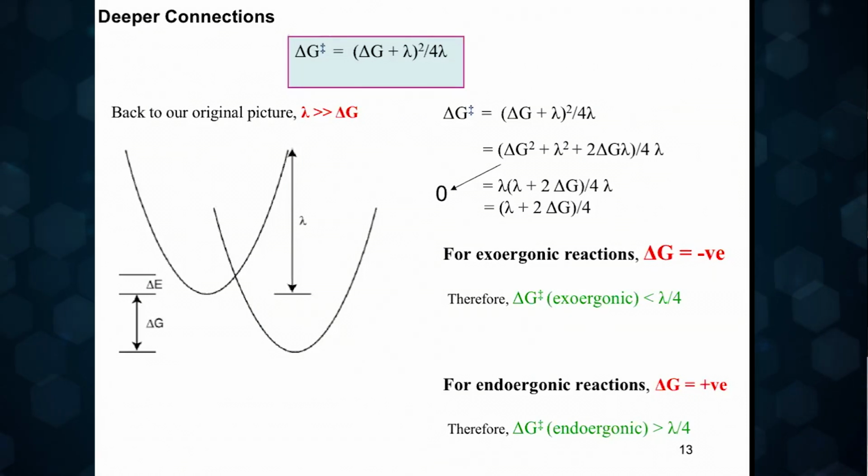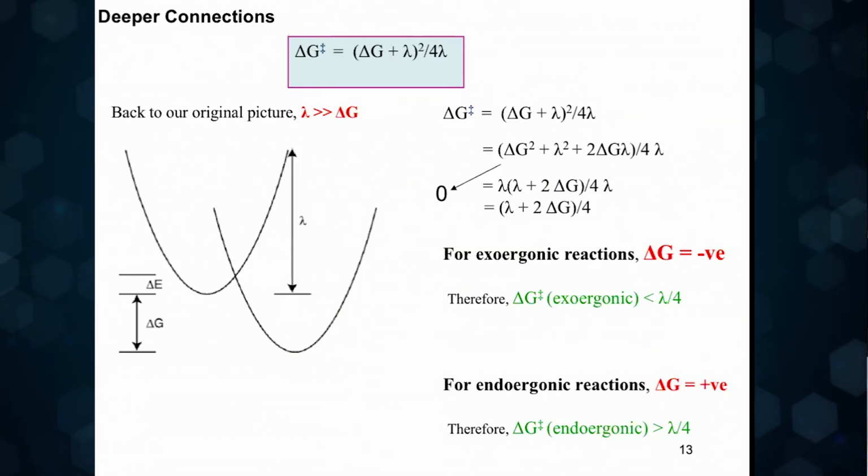In other words, what is lambda by 4? Lambda by 4 is nothing but the free energy of activation of the thermoneutral reaction. So the point which I'm trying to make is that for exothermic reactions, where the free energy of the reaction is negative, the free energy of activation is lower than that for the thermoneutral reaction, whereas for endothermic reactions, where delta G is positive, this term is going to be greater than lambda by 4. In other words, for endothermic reactions, the free energy of activation is higher than that of thermoneutral reactions.